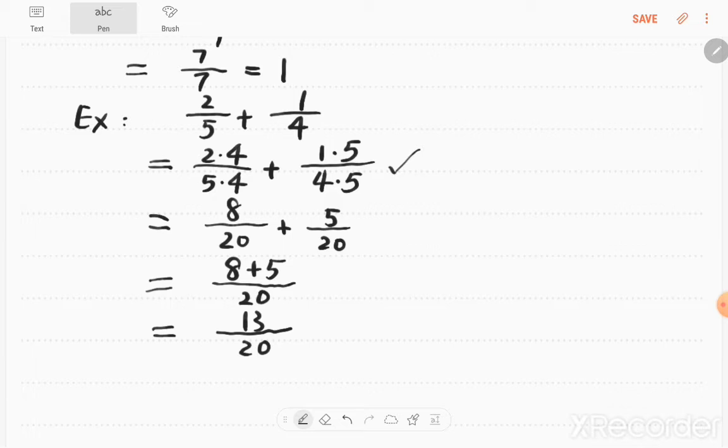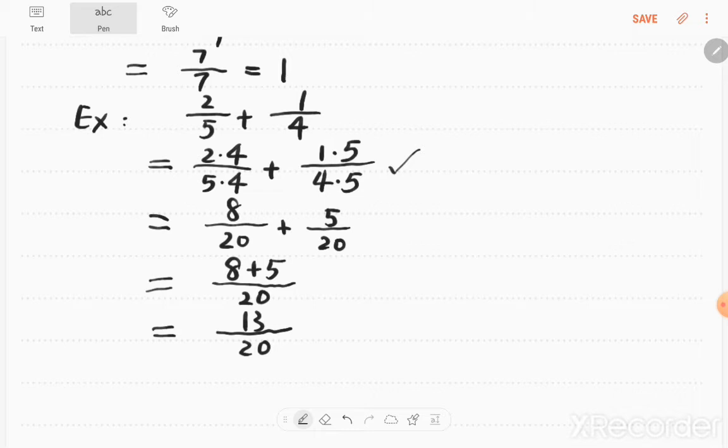So the most important part is here. We should find the equivalent fractions with the same denominator. So that means we should find the least common denominator for these two fractions. And for these two, the denominator 5 and 4, we know the least common denominator will be 20. So we just first change our fraction into the equivalent fraction. Then we can do the addition. Don't forget this step. This is the most important part.